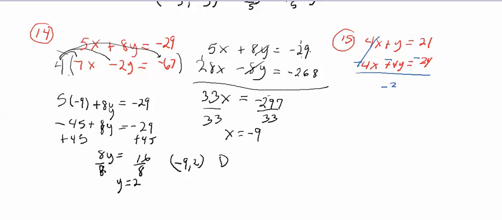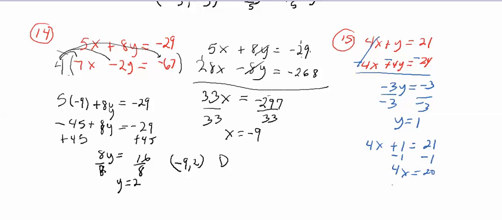Eliminate. I have a -3y. Put these together. I have a -3. Divide by -3. Divide by -3. Y is equal to 1. Take that 1 and plug it in. So 4x plus 1 is equal to 21. Subtract 1, subtract 1. 4x is equal to 20. Divide by 4, divide by 4. And x is equal to 5.